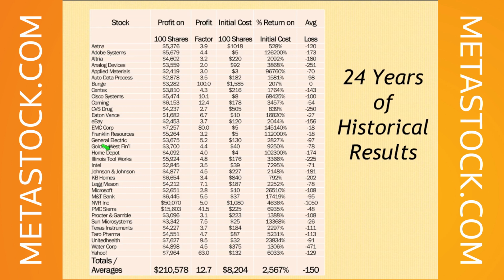So to buy 100 shares of the stocks listed in this left-hand column, it took $8,204. So over the course of that 24-year period, that $8,204 cost produced over $210,000 in profits. So that equated to a 2,567% return, or just a little over 100% a year over that test period with the 50 and 100-day EMA system. And the profit factor was 12.7. So that's a general measure of risk. So for each dollar that the system lost, it made over $12. So what that indicates is that the system normally gets you out of a losing trade before that losing trade develops into a big losing trade.